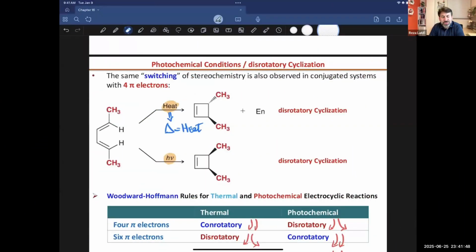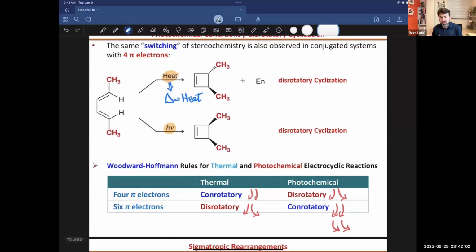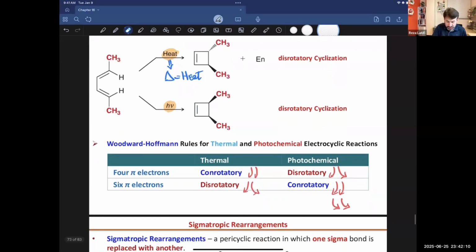Hello and welcome back to another lecture from organic chemistry. In the last lecture, we talked about the electrocyclic reaction, and we said that depending on the condition, whether it's thermal or photochemical, we can have a different type of rotation: conrotatory, where the groups rotate in the same direction, or disrotatory, where the two groups rotate opposite of each other. But what we have to be careful about is the number of pi electrons.